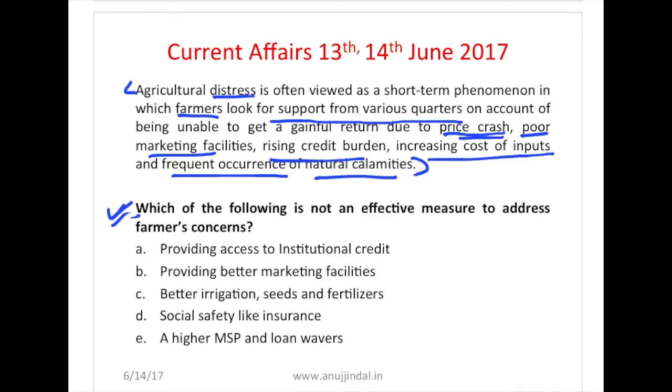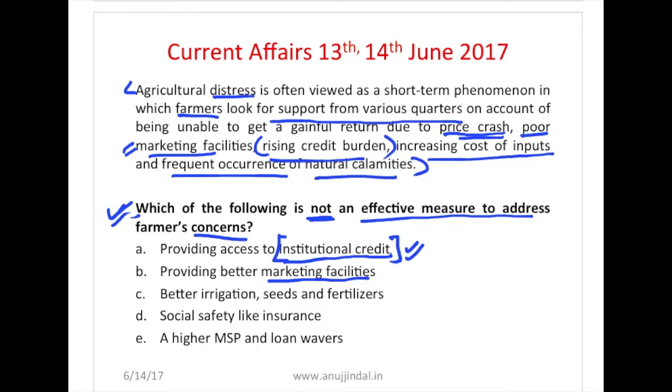Now let's have a look at the question. The question says, which of the following is not an effective measure to address farmers' concerns in case of an agricultural distress? Number one, providing access to institutional credit. So in this case, it talked about rising credit burden. And why is the credit burden rising consistently? Because they have to take money from money lenders. A lot of farmers, small farmers specifically, have to take money from money lenders because they do not have access to institutional credit, or it is very difficult to get credit from banks, and therefore providing access to institutional credit is going to reduce the agricultural distress, and therefore it's an effective measure to address farmers' concerns.